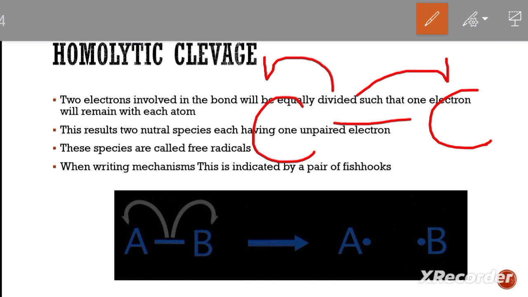So in homolytic cleavage, the two electrons involved in the bond will be equally divided between the two atoms, and this results in two neutral species having one unpaired electron. These species are called free radicals, and to write mechanisms, a pair of fish hooks is used.